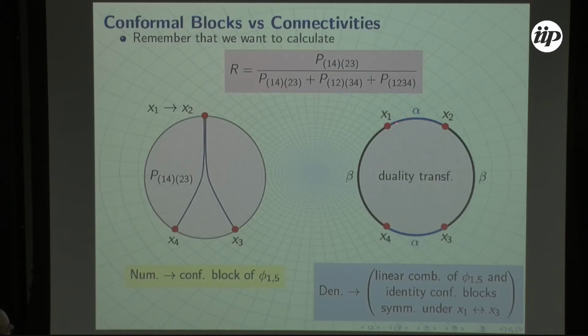variables on the boundary. So they have color alpha, then color beta, then color alpha, and then color beta again. So this you can prove by duality. There is a duality transformation. And under the duality transformation, the field phi 1,3 becomes the field which creates this discontinuity in the boundary condition from alpha to beta. Right? This was already observed by Cardy.